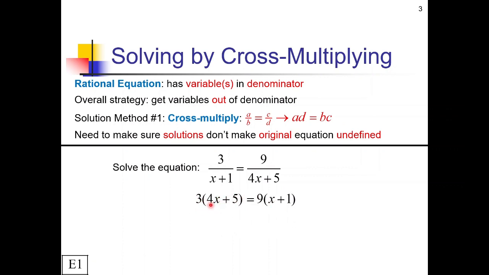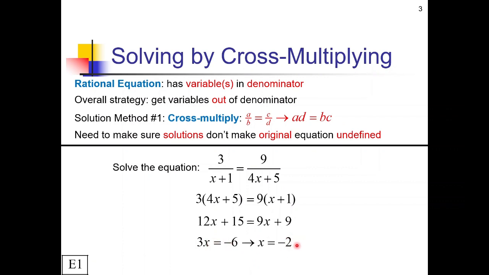So we've got 12x plus 15 on the left, and on the right side that's going to be 9x plus 9. Moving the x's over to the left, 12x minus 9x gives us 3x. Subtracting 15 over to the right side, 9 minus 15 is going to be negative 6. And then dividing, we get a final answer of x equals negative 2.